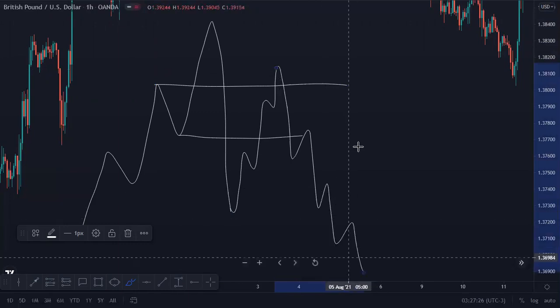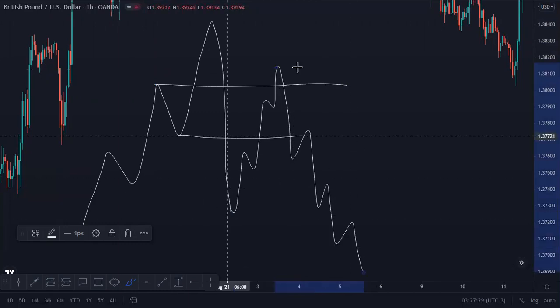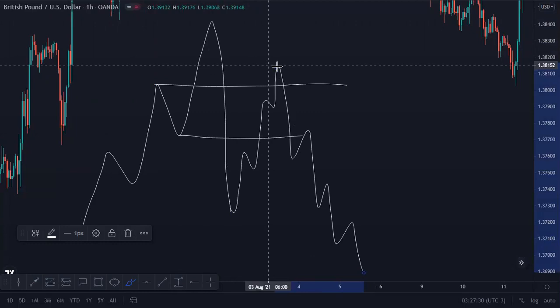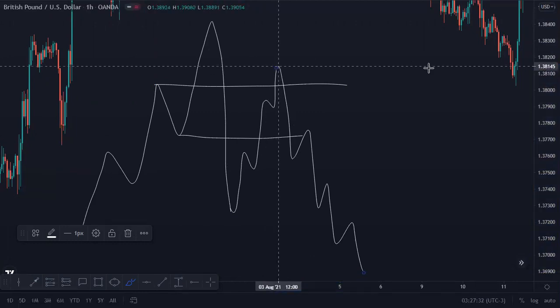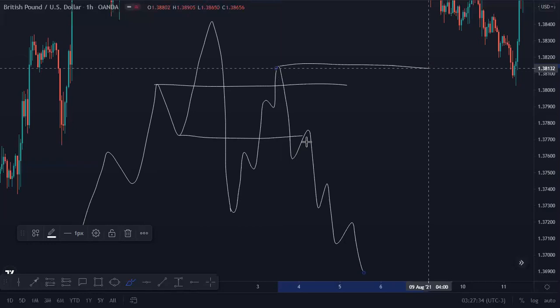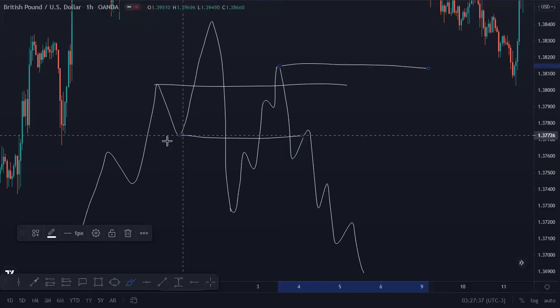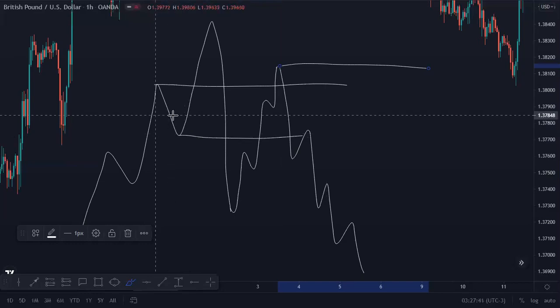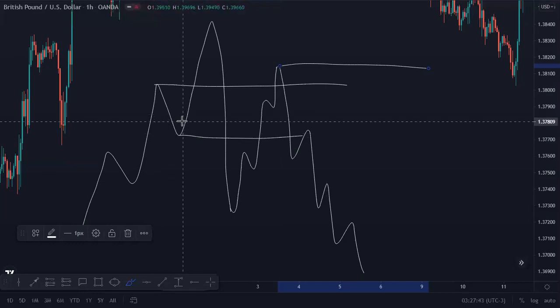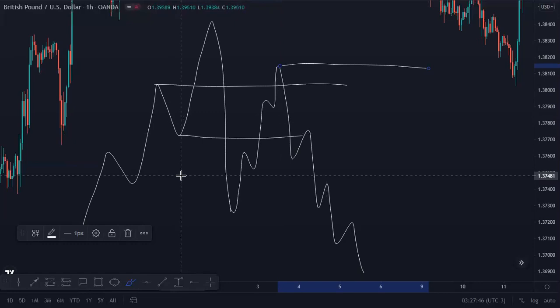So when you see a structure like this, we'll still consider this as a new invalidation. Any structure that has already broken our main structure or invalidation point, we usually call it a new invalidation. So we'll call this new invalidation. We'll call this new invalidation, right?